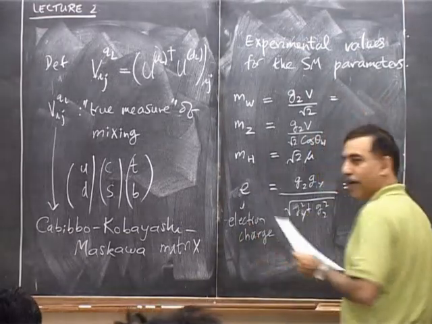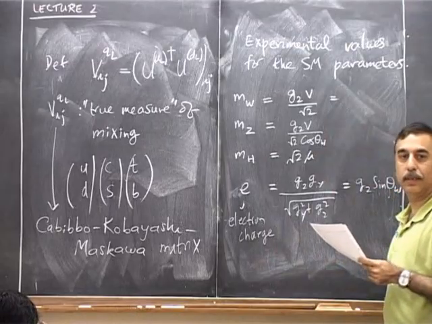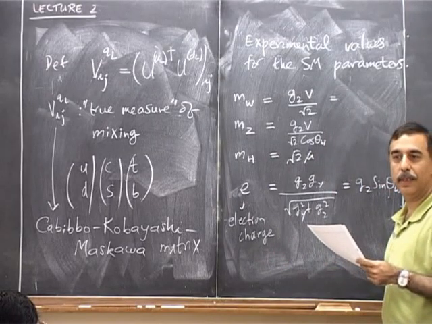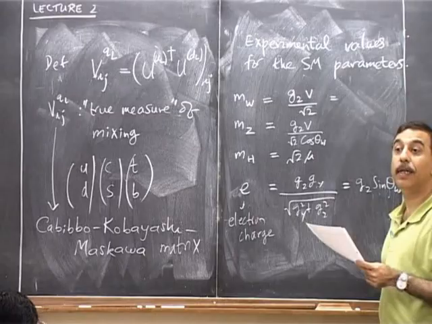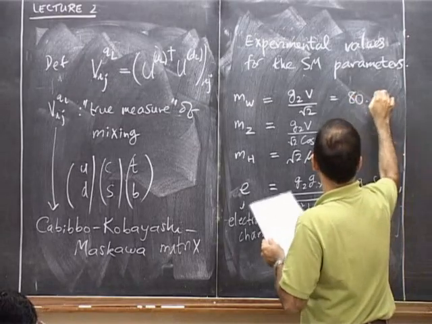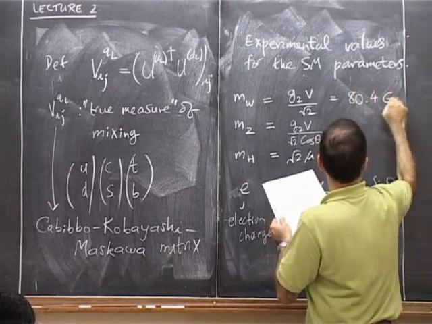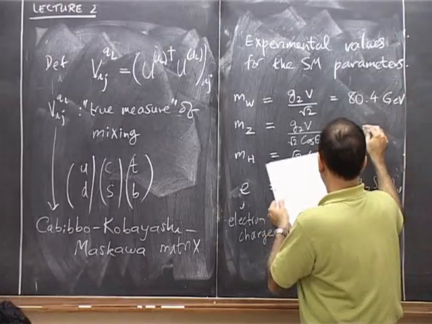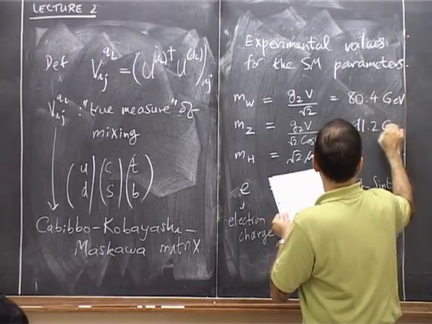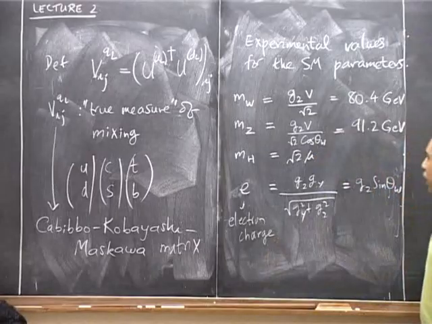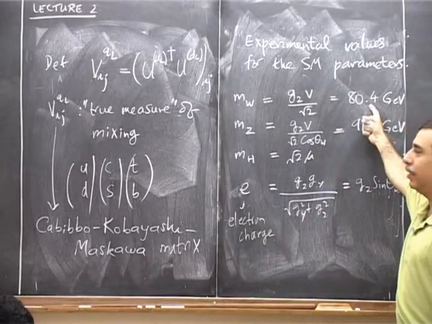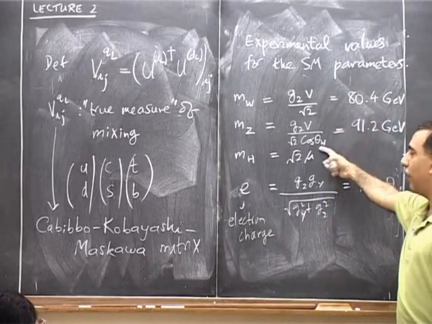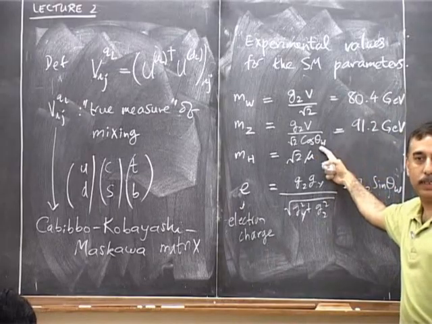So the W boson mass is, anyone? Thank you. Really very close to 80. In fact, it's just 80.4. And the Z mass is 91.2 GeV. I already said this last time, but the fact that this is greater than this is the fact that cos theta is less than 1.